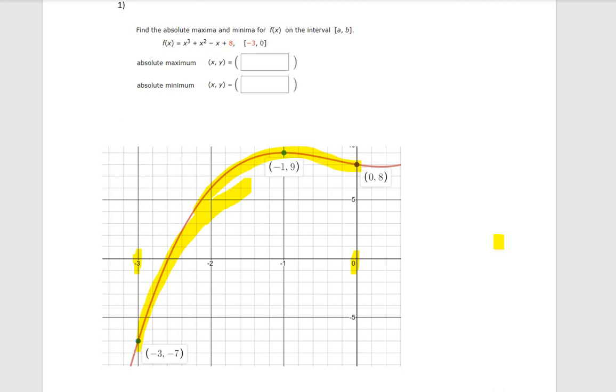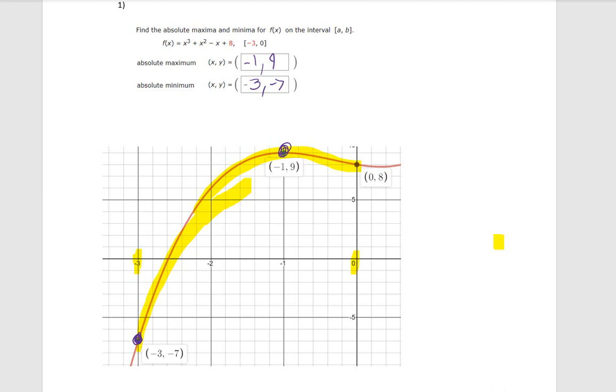So just by looking at the graph, I can tell that we're going to have an absolute minimum here at -3, -7, and an absolute maximum at -1, 9. Okay, so my absolute maximum is going to be at -1, 9. My absolute minimum will be at -3, -7.